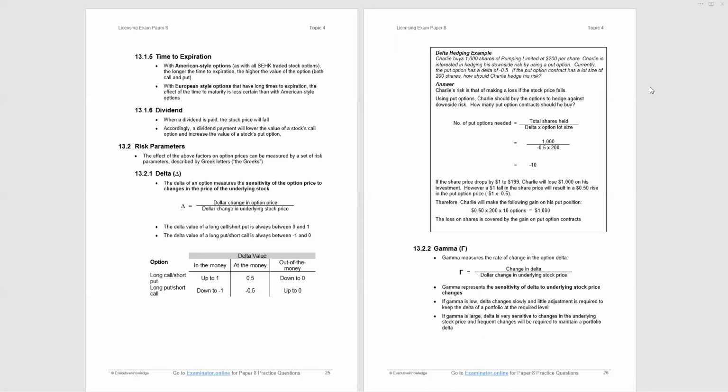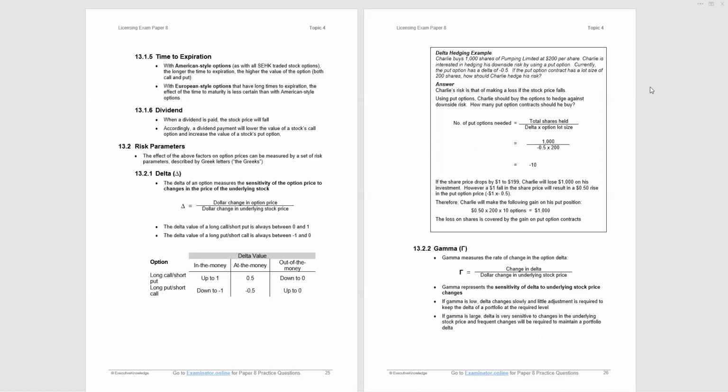Now, different risk parameters. Will you get examined on this one question? Really quite tricky. These parameters measure how option prices move. Delta. Delta of an option measures sensitivity of the option price to changes in the price of the underlying stock. And you can see there, delta value of a long call, a short put, always between 0 and 1. Delta value of a long put, short call, always between minus 1 and 0.